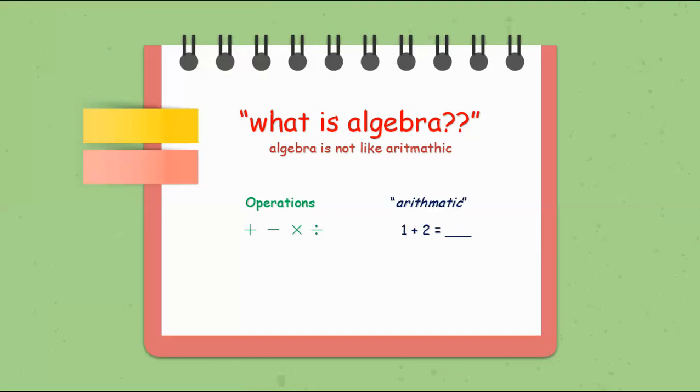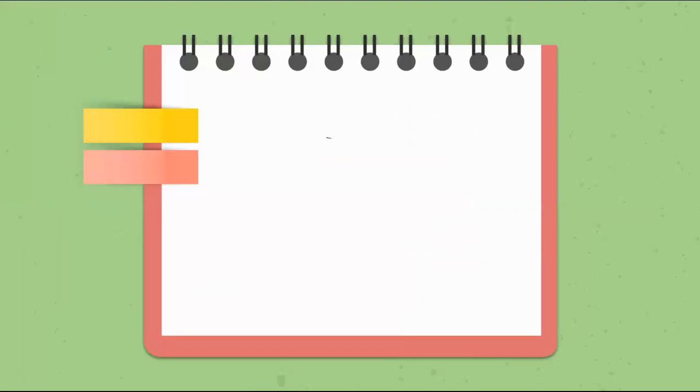In arithmetic, we would just leave the problem like this: 1 plus 2 equals blah blah blah, and we need to write the answer when we do the addition. But in algebra, we write it like this: 1 plus 2 equals x, and the x is a placeholder that stands for the number that we don't know yet. What we have here is a very basic algebraic equation. An equation is just a mathematical statement that two things are equal.